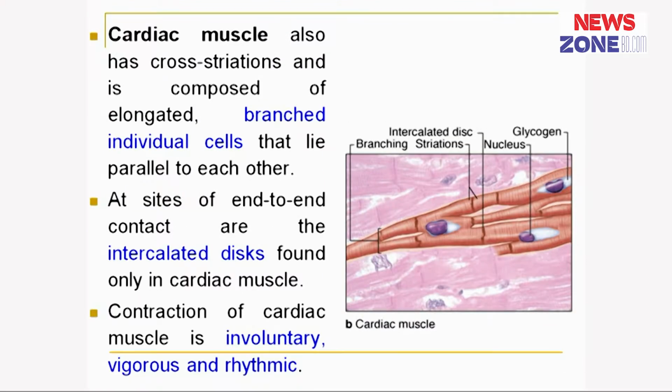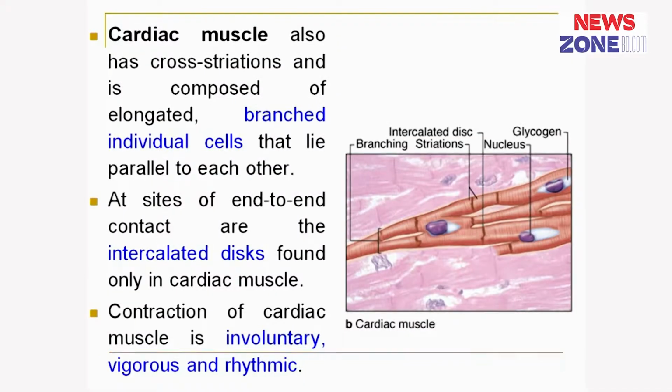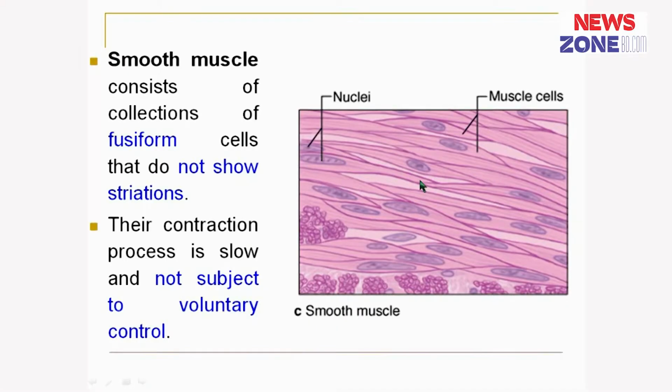Cardiac muscle also has cross striations, and is composed of elongated branched individual cells that lie parallel to each other. At the sites of end-to-end contact, there is the presence of intercalated discs that are only found in the cardiac muscle. Contraction of cardiac muscle is involuntary, vigorous, and rhythmic. Now smooth muscle consists of a collection of fusiform cells that do not show striations. Their contraction process is slow and not subjected to voluntary control.